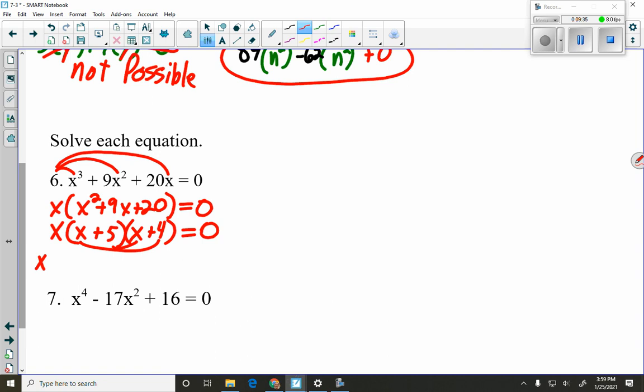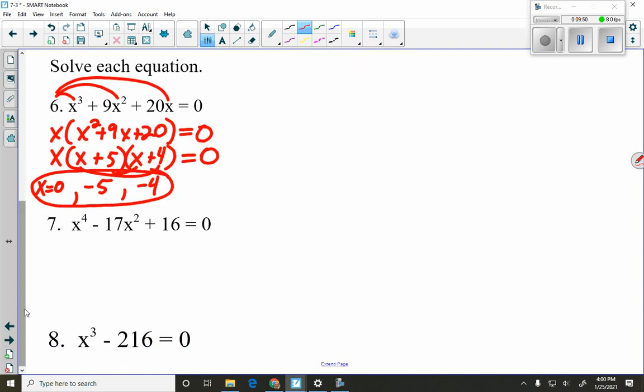So either x equals 0, x plus 5 equals 0, or that would be a negative 5, or a negative 4, since x plus 4 equals 0. So these would be my 3 answers to that same problem. If you want to plug in and just factor this thing, go for it. And then solve it just like the first example.